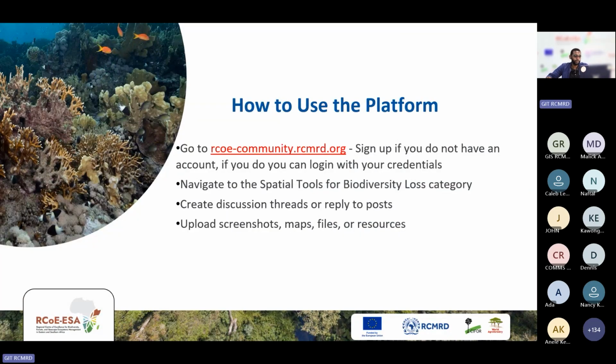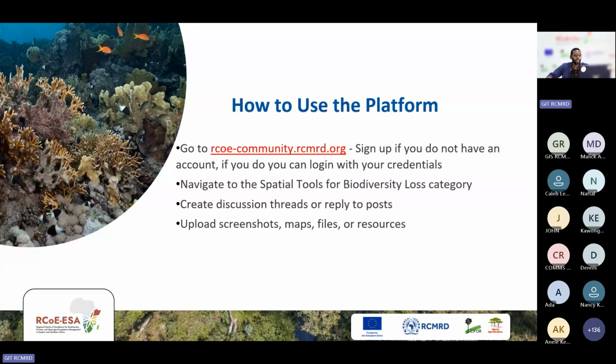How to use the platform. To access the platform, you'll go to rcoe-community.rcmrd.org. My team will paste the link in the chat, and you can use it to access the platform. If you have not registered before, you're going to sign up on the platform with your email address and your details, and then you have your account set up. And if you have registered before, you'll be able to log in with your existing credentials and get onto the platform.